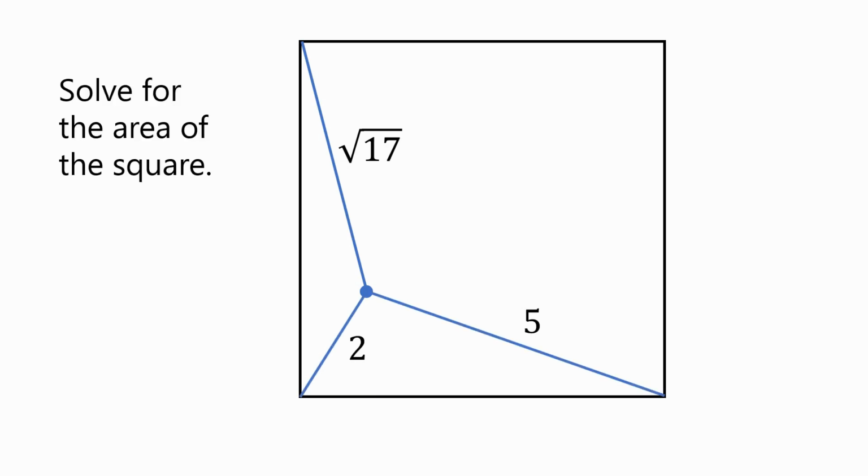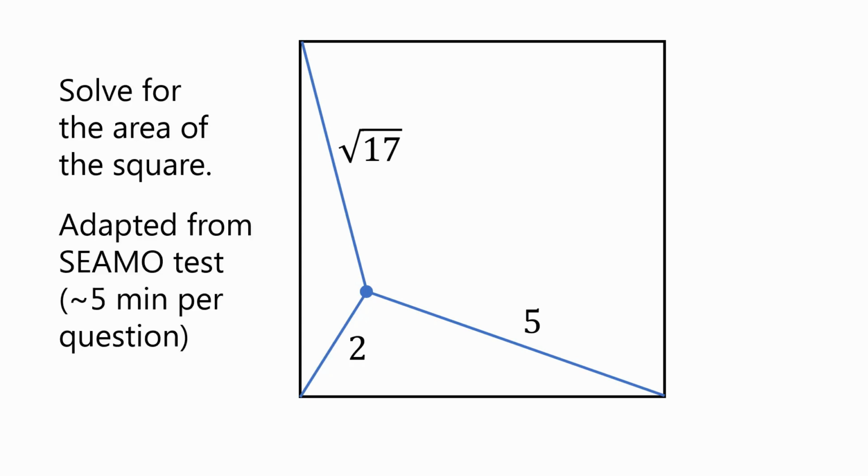This problem is adapted from a Southeast Asian Mathematical Olympiad test, where students had about 5 minutes per question. Pause the video if you'd like to give it a try, and when you're ready keep watching to learn how to solve this problem. We'll get started by color-coding the distances to each corner.